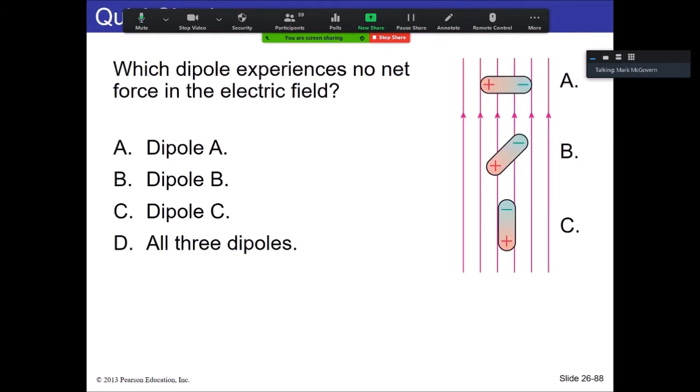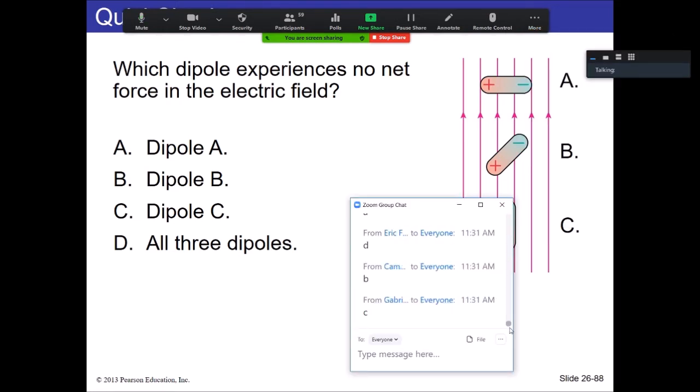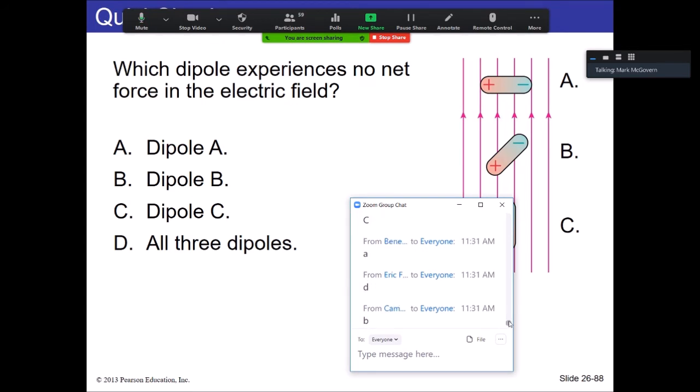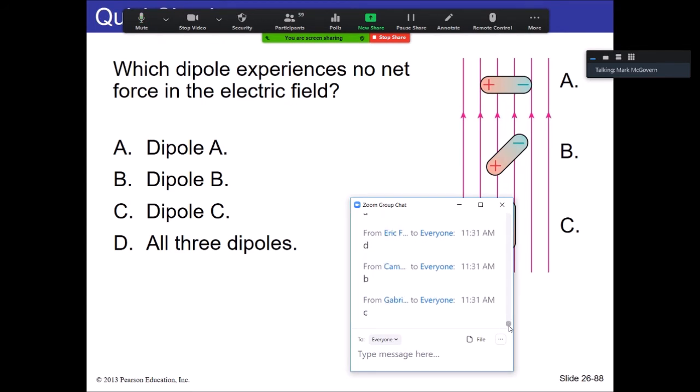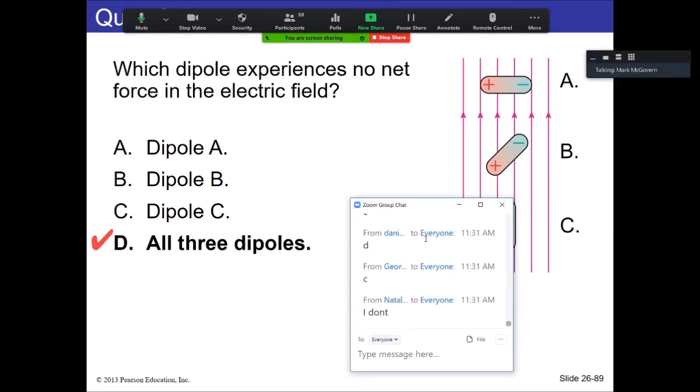Question for you here. Which dipole experiences no net force? Check in here. I see A, D, B, C. We don't know what's going on here. The answer here is D. No net force. You have the same magnitude for your positive and negative charge. No net force.